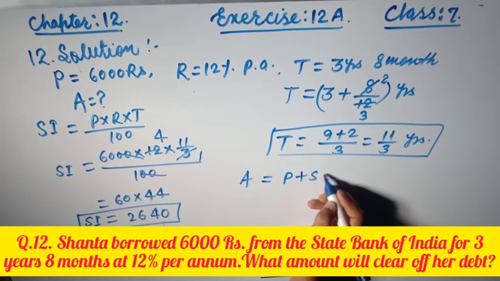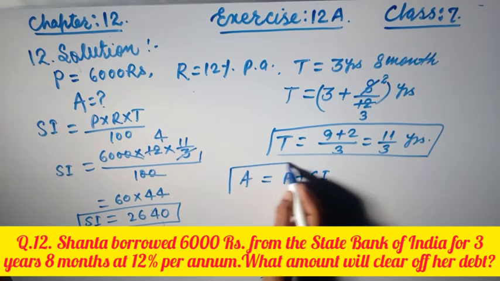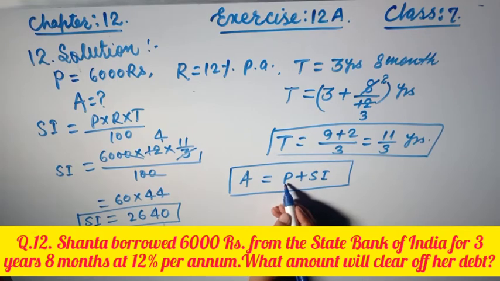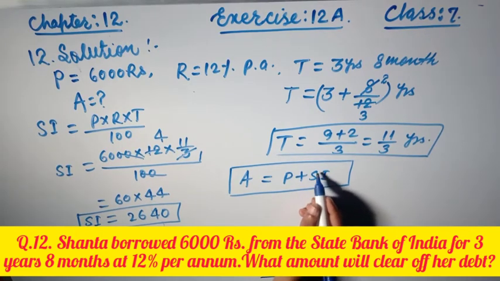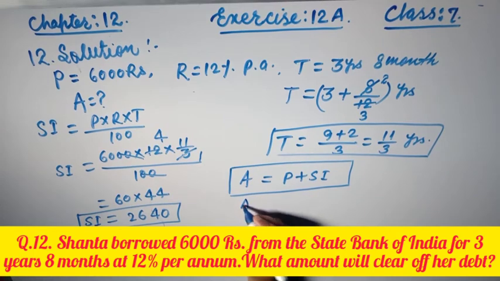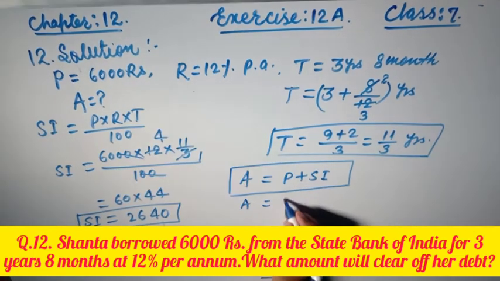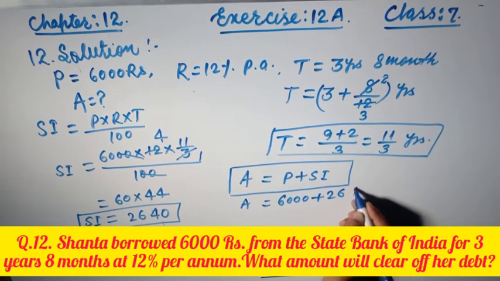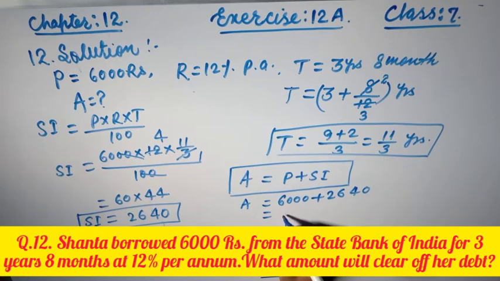Okay, now A is equal to P plus SI, because the amount includes the initial amount, initial money means principal, as well as the interest means simple interest. That means we can say the sum of the principal and simple interest is called amount. So A is equal to, put the value of P, here is the P 6,000 plus SI 2,640. Now add them, this is 8,640 rupees. So this is the required solution. I hope friends you will understand.